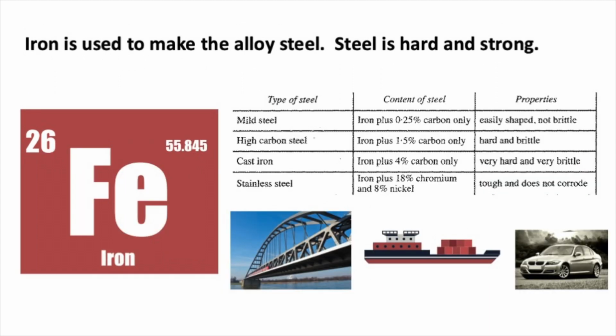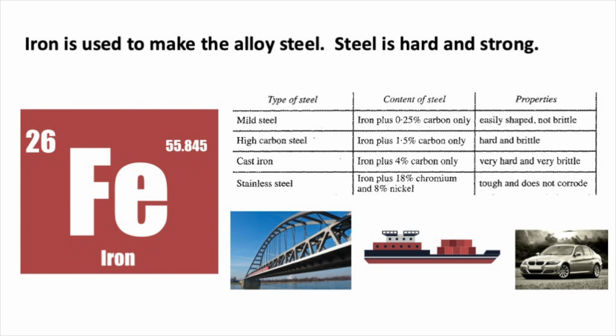Now, another transition metal you need to be aware of is iron, and iron has the chemical symbol Fe, and we've come across iron before in the extraction of metals unit, and we learned that iron is extracted from its ore in the blast furnace, and iron is used to make the alloy steel. Now remember, alloys are mixtures of metals and other elements, and steel is hard and strong and has lots of uses. There are different types of steel.